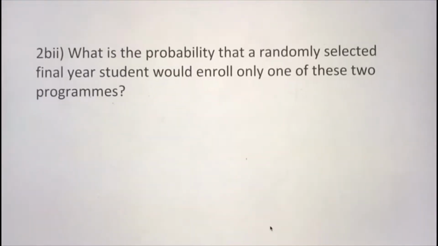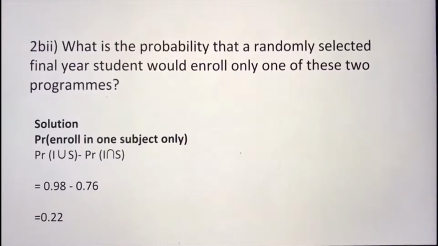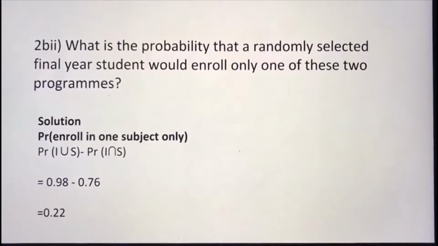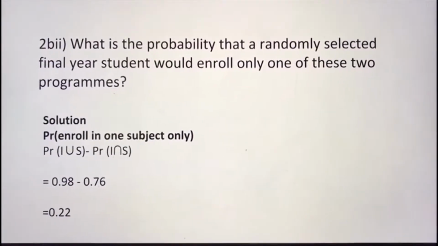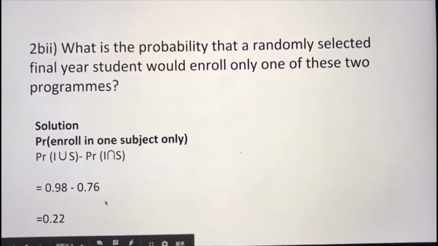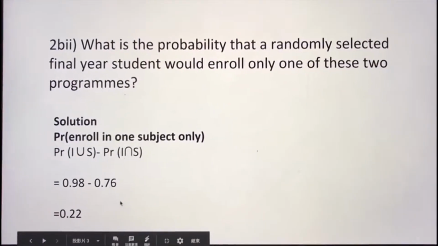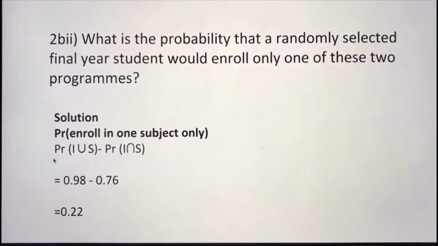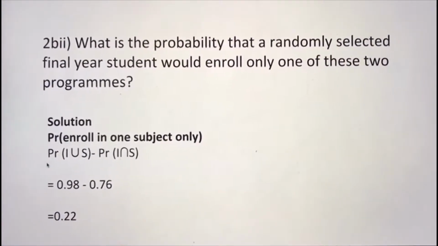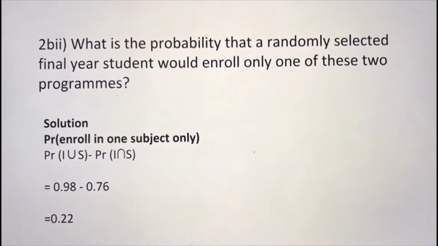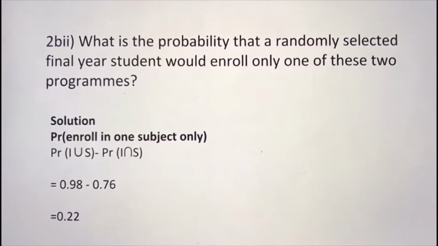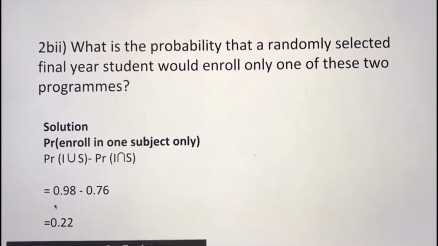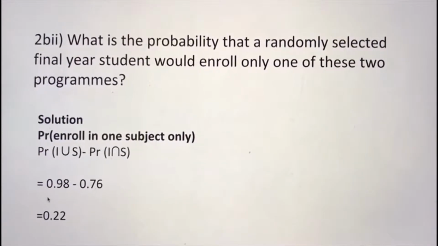The last question would be, what is the probability that a randomly selected final year student would enroll in only one of these two programs? The solution would be using the answer we got from the previous question, which is 0.76. The equation would be the probability of I union S minus the probability of I intersecting S. Therefore, we can come up with the answer of 0.22, because 0.98 minus 0.76.